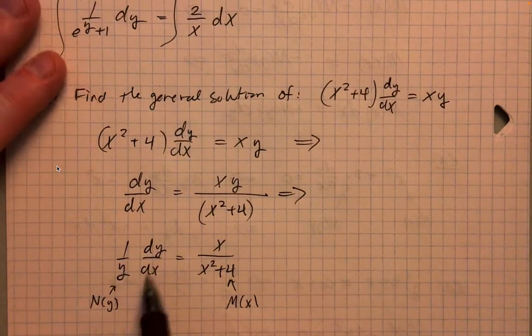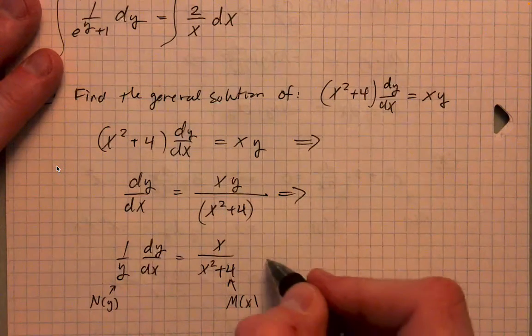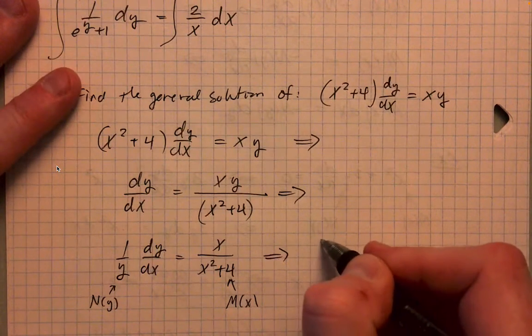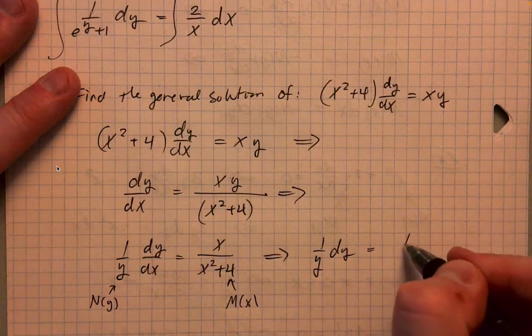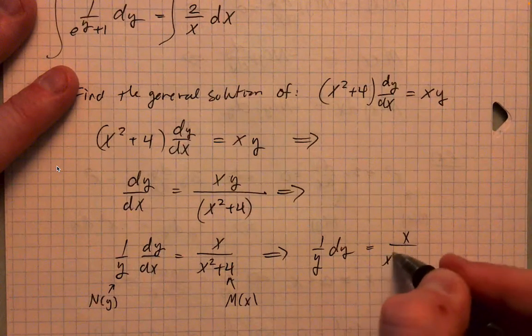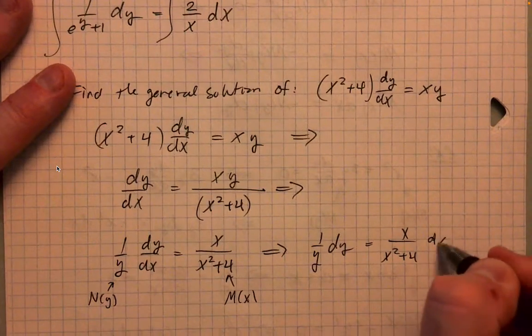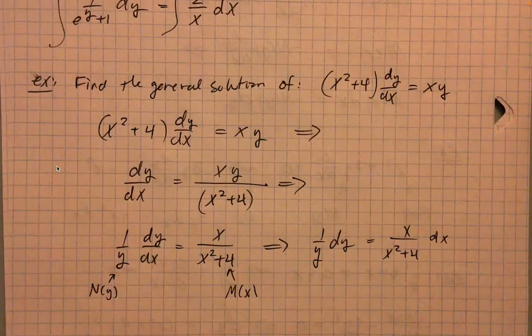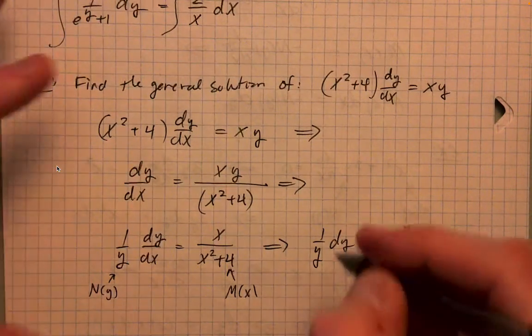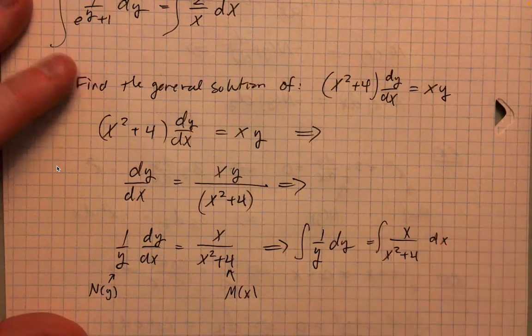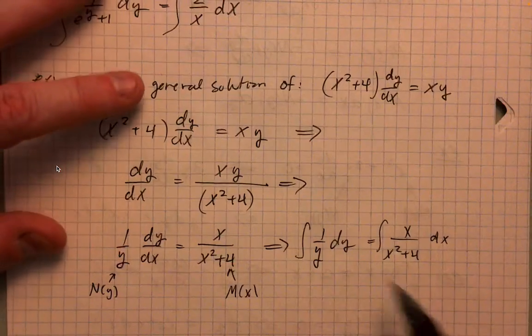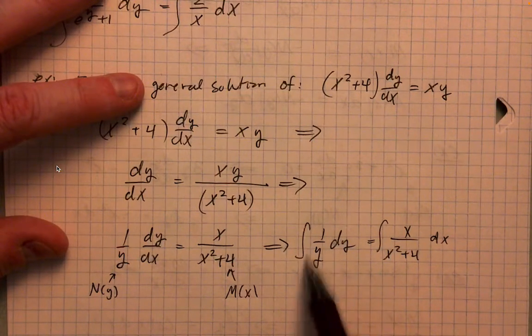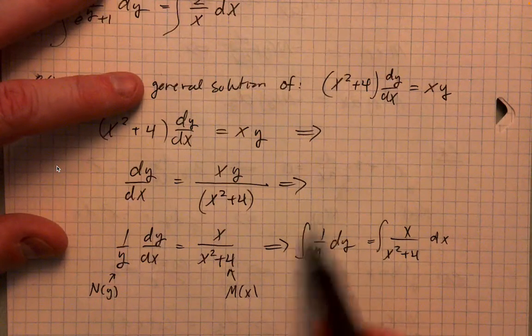Well, the last thing to do would be to move the dx out, right? So technically we would want 1 over y dy equals x over x squared plus 4 times dx. Okay. Looks good. And then we would integrate both sides. And this one is straightforward. This is just the natural log, right? That one will be easy.